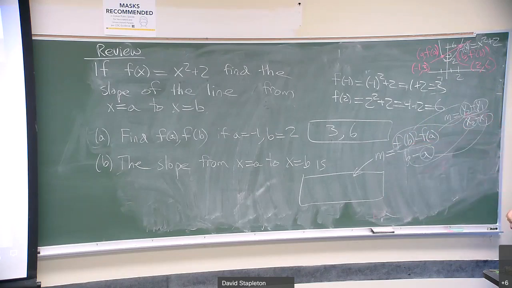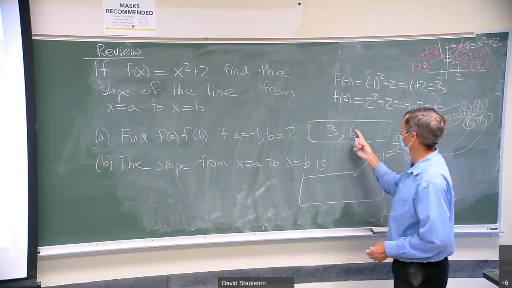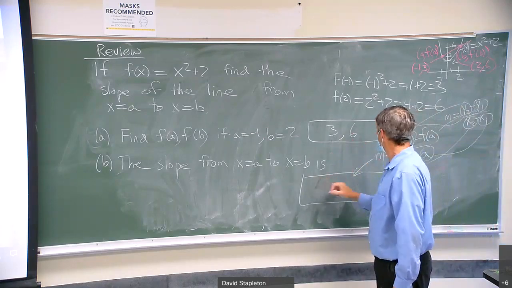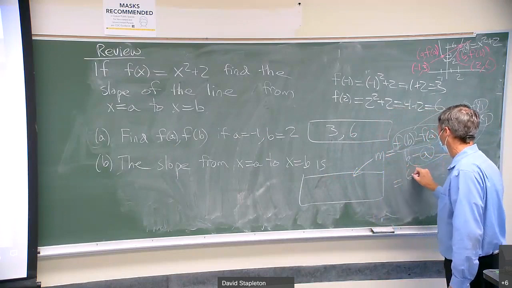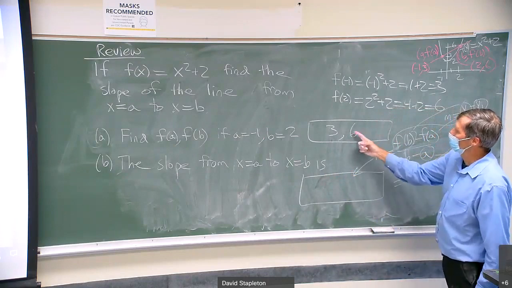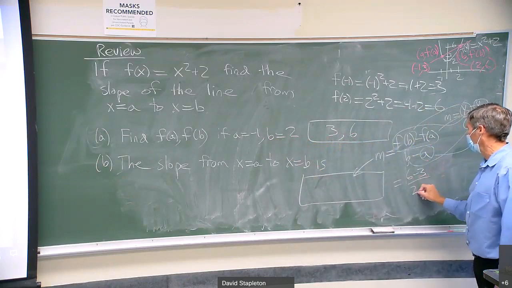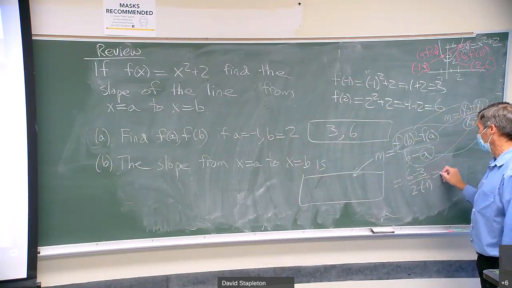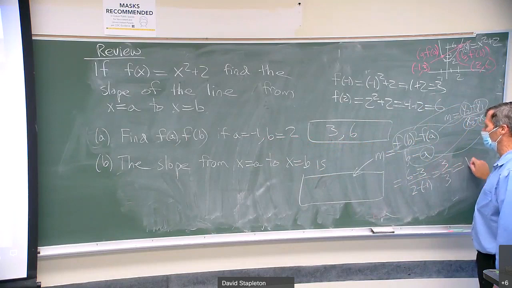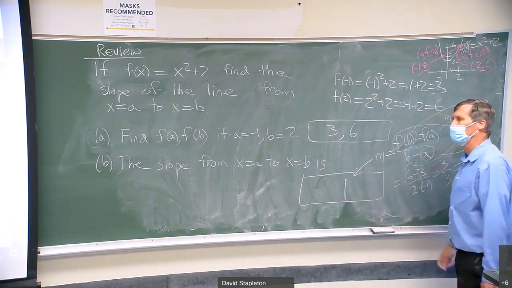It's the same thing. You calculate those, the difference in the y coordinates, 6 minus 3, right? The difference in the y coordinates over the difference in the x coordinates, 2 minus -1, because it's just 3 over 3. Oh, this is a slope of 1. Right?